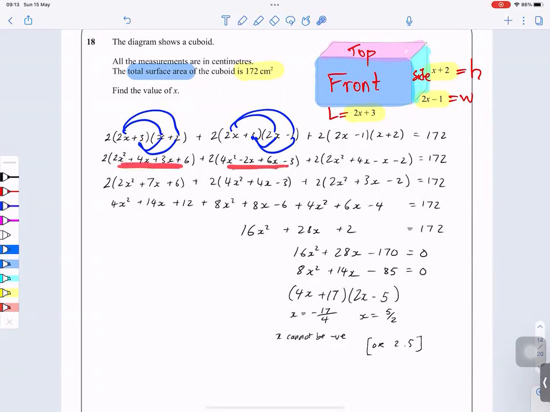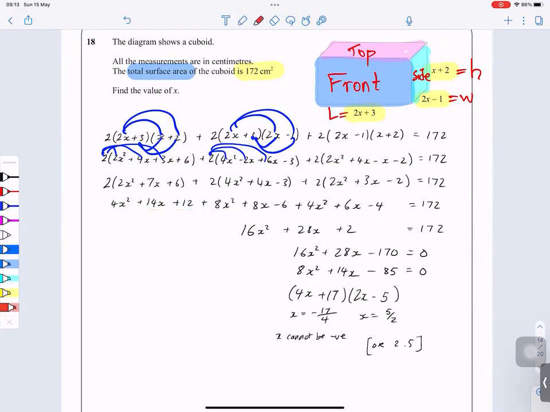these expressions there. And then you will double each one, you multiply each one by 2. And then you will get all of this. Now you collect the like terms.